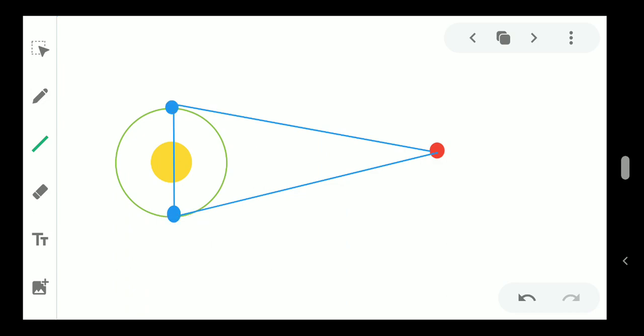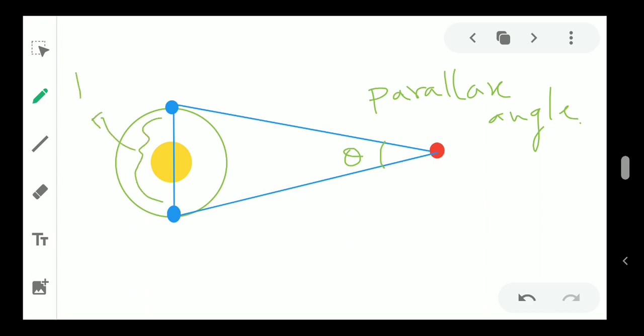Fine. So this angle is called the parallax angle. This distance is called the basis. Now let's say this distance is our b. And this is our d, basically the distance between that star and our planet.